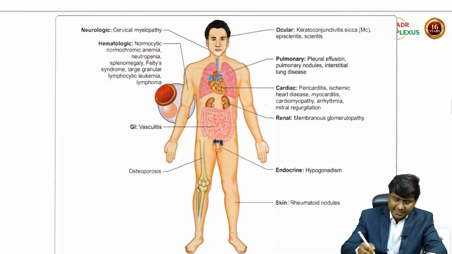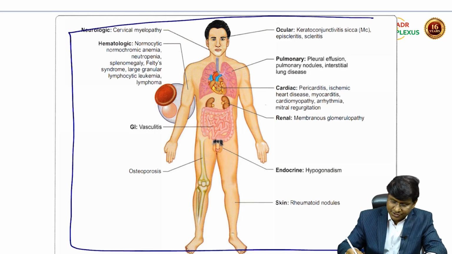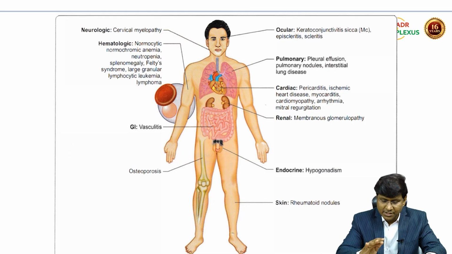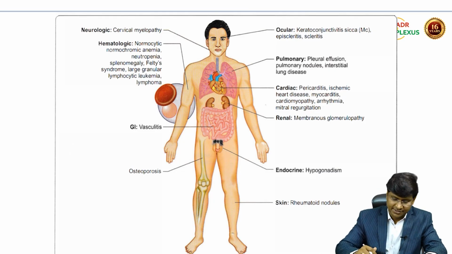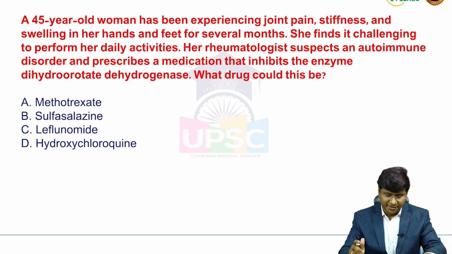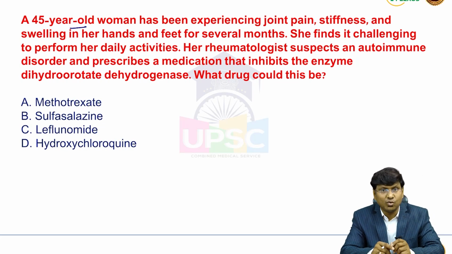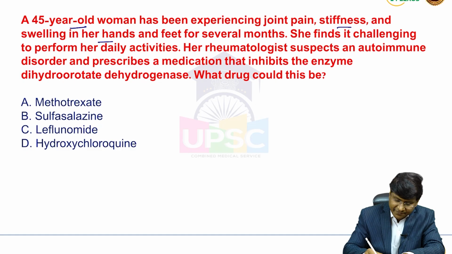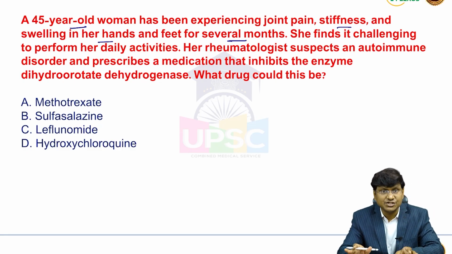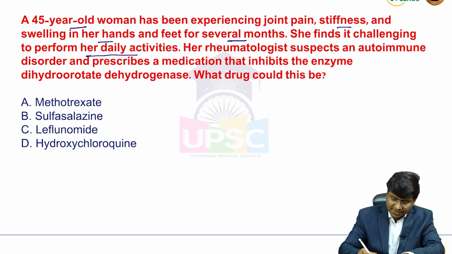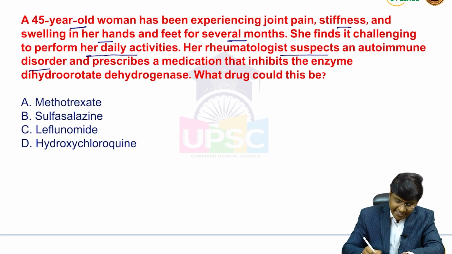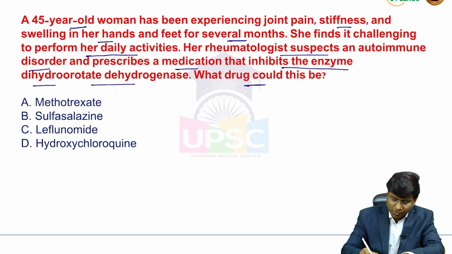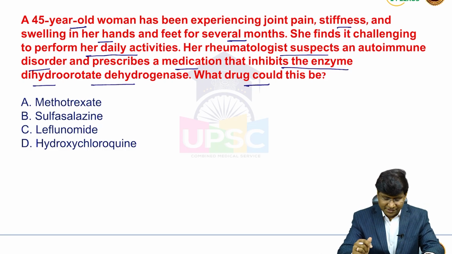Then, this is the multi-system involvement that you will have in patients with rheumatoid arthritis. This image will give you all the systems which are affected in rheumatoid arthritis. Now, coming on to the treatment in rheumatoid arthritis, we have a 45-year-old woman who has been experiencing joint pain, stiffness, and swelling in her hands and feet for several months. She finds it challenging to perform her daily activities. Her rheumatologist suspects an autoimmune disorder and prescribes a medication that inhibits the enzyme dihydroorotate dehydrogenase. What drug could this be? The options are methotrexate, sulfasalazine, leflunomide, and hydroxychloroquine.